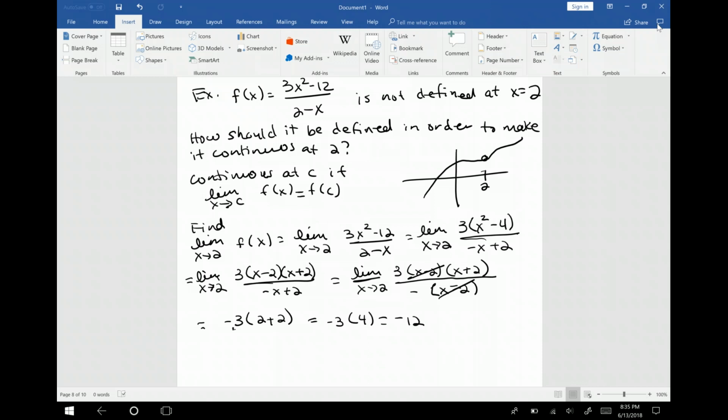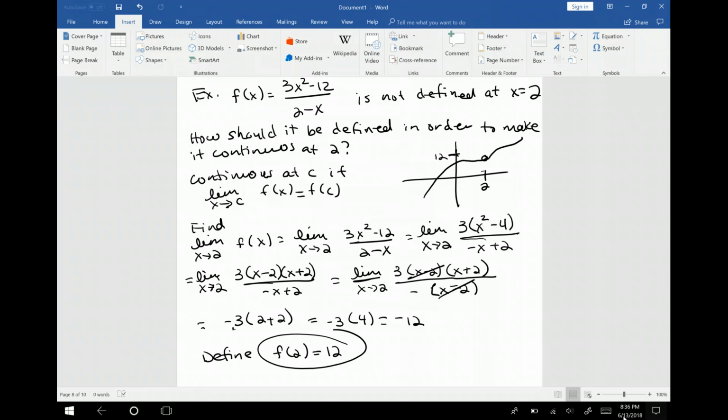So this is asking us how to define this. So what we're going to do is define f of 2 specifically to be equal to 12. And then that's going to make this function continuous. Like on this picture that I drew, which isn't really the graph, if this were a 12, and I would say f of 2 is 12, then I could fill that circle in and make that function continuous.